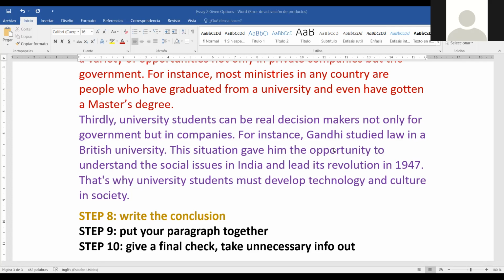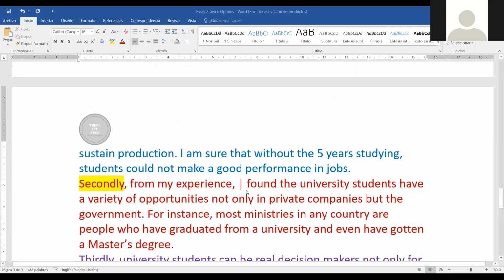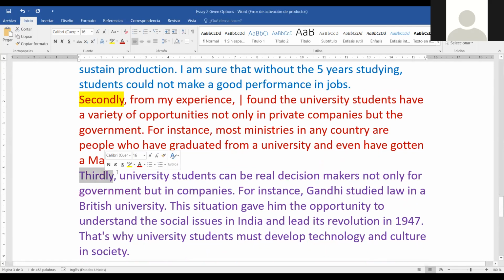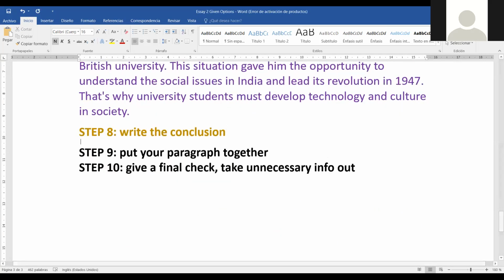So this is the last one, which is about the role of universities in societies. Well, it's obvious, if you study in a university, then you probably get a master's, then you can probably have those roles in society as minister, or like, for example, Gandhi. And so these are my three paragraphs. Again, I repeat, with my transitions there. So I have to write then a conclusion.